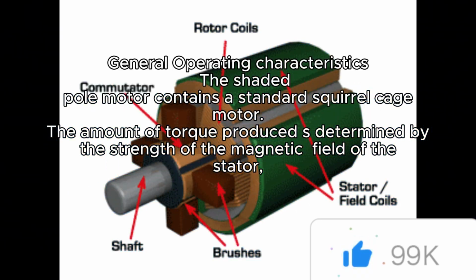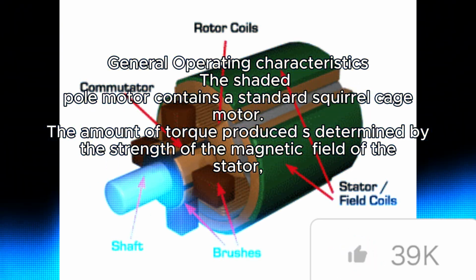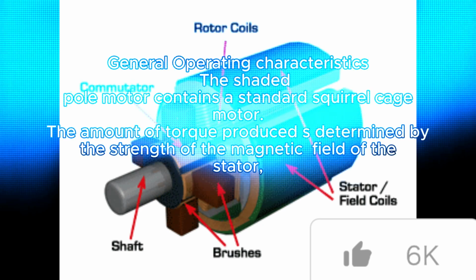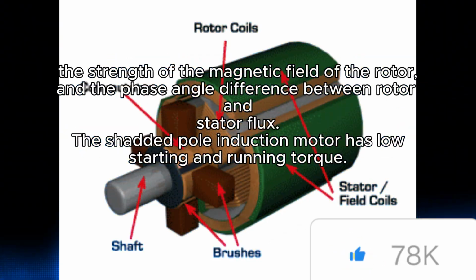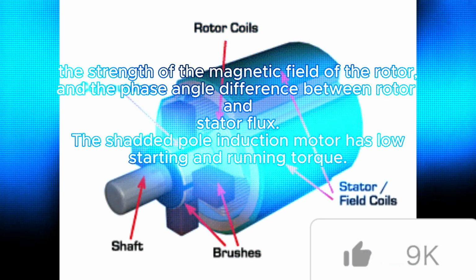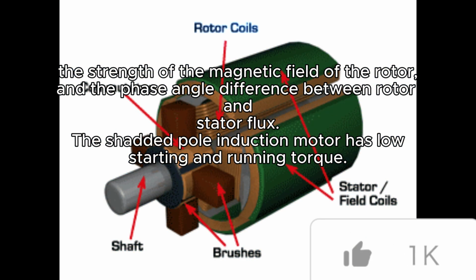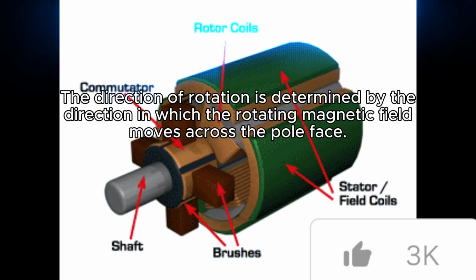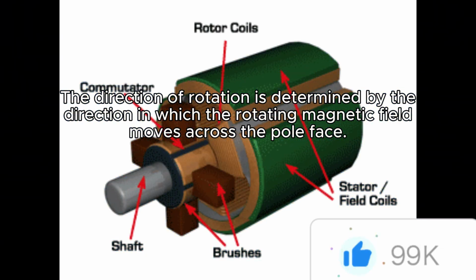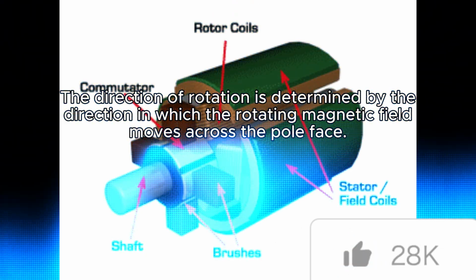General operating characteristics. The shaded pole motor contains a standard squirrel cage rotor. The amount of torque produced is determined by the strength of the magnetic field of the stator, the strength of the magnetic field of the rotor, and the phase angle difference between rotor and stator flux. The shaded pole induction motor has low starting and running torque. The direction of rotation is determined by the direction in which the rotating magnetic field moves across the pole face.